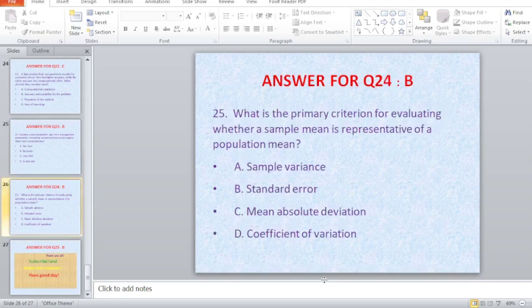Question number 25. What is the primary criterion for evaluating whether a sample mean is representative of a population mean? A. Survey variance. B. Standard error. C. Mean absolute deviation. D. Coefficient of variation. The answer for question number 25 is standard error.